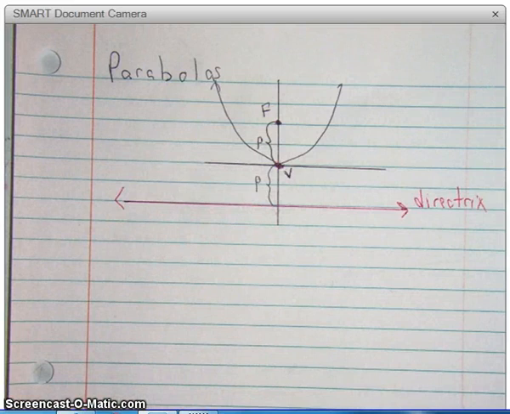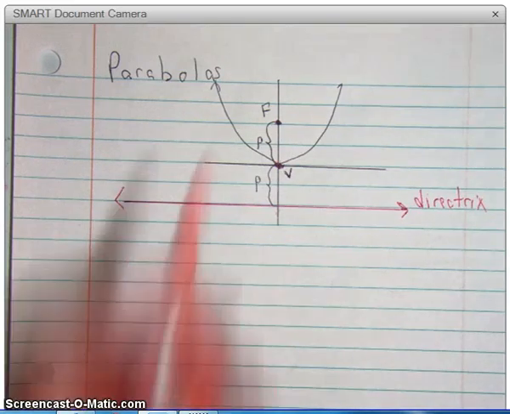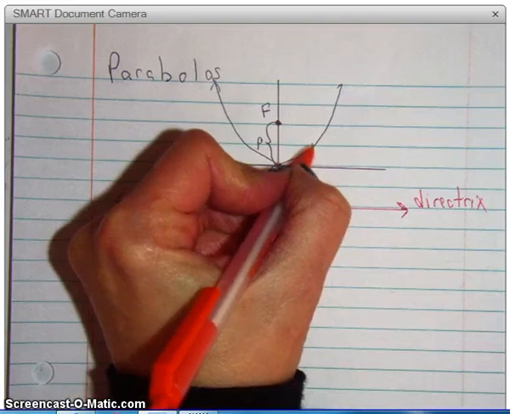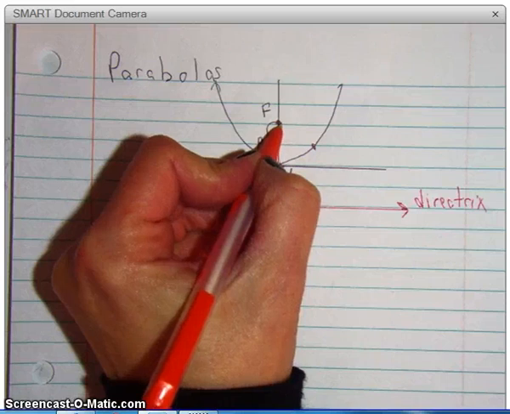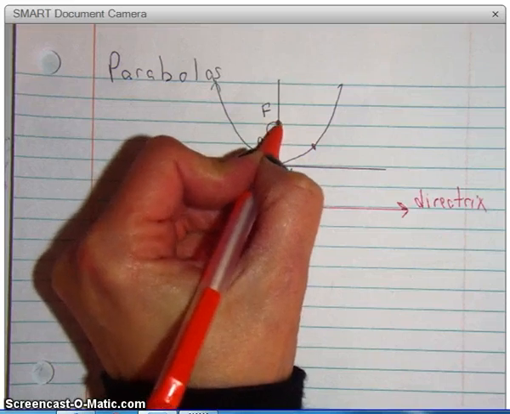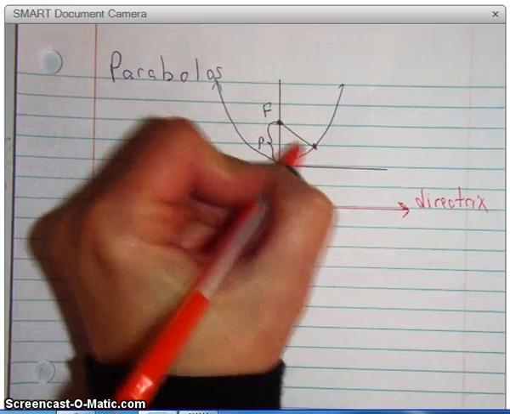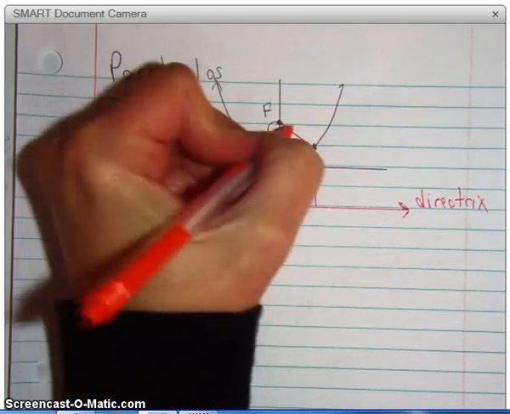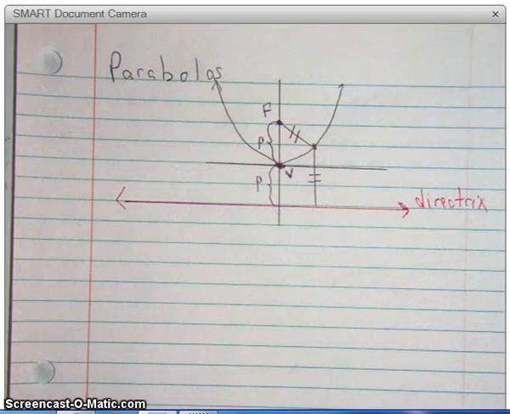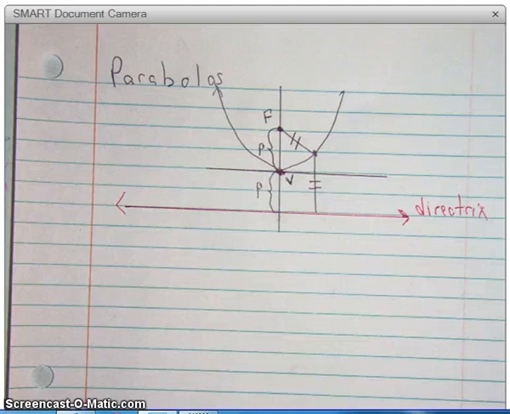Now, a parabola is defined as all the points that are the same distance from the focus as the directrix. And I know these don't look like the same distances, but that's because I sketched my parabola. And remember, those are tick marks from geometry to show that those distances are equal. Congruent.